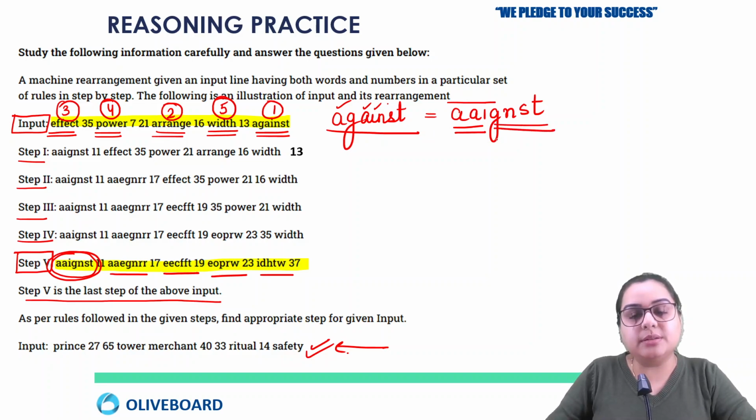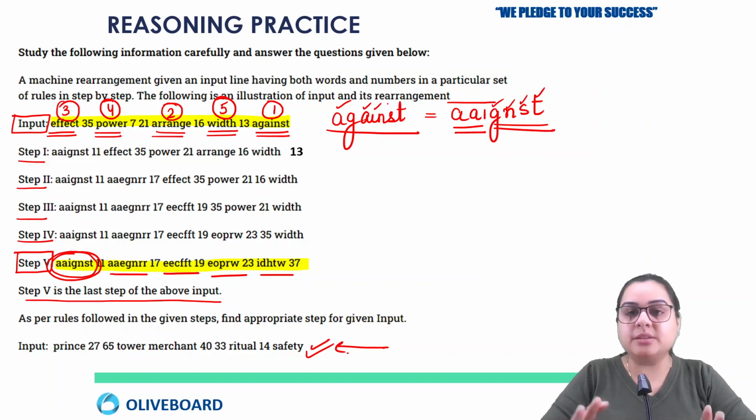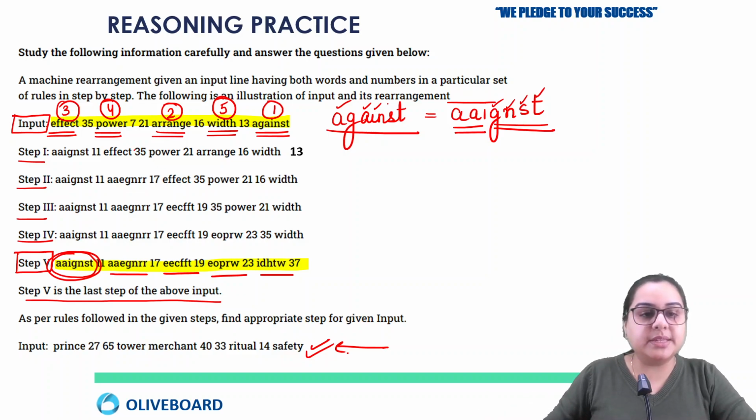And what is their order? The order is ascending, like A, then I. And if I check all the consonants, the consonants are also in alphabetical order: G, N, S, T. So this is what we have to do, right? I'm just checking the result. Now the same thing is happening with the word arrange.